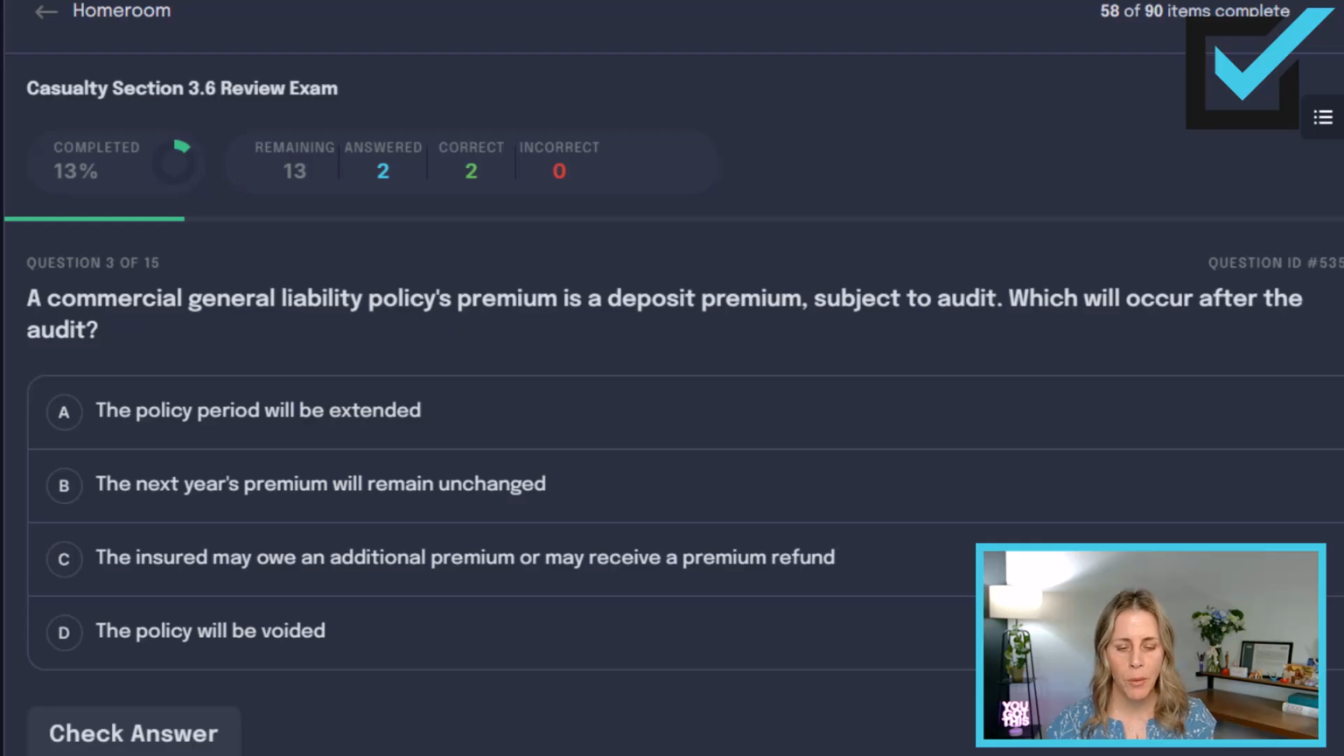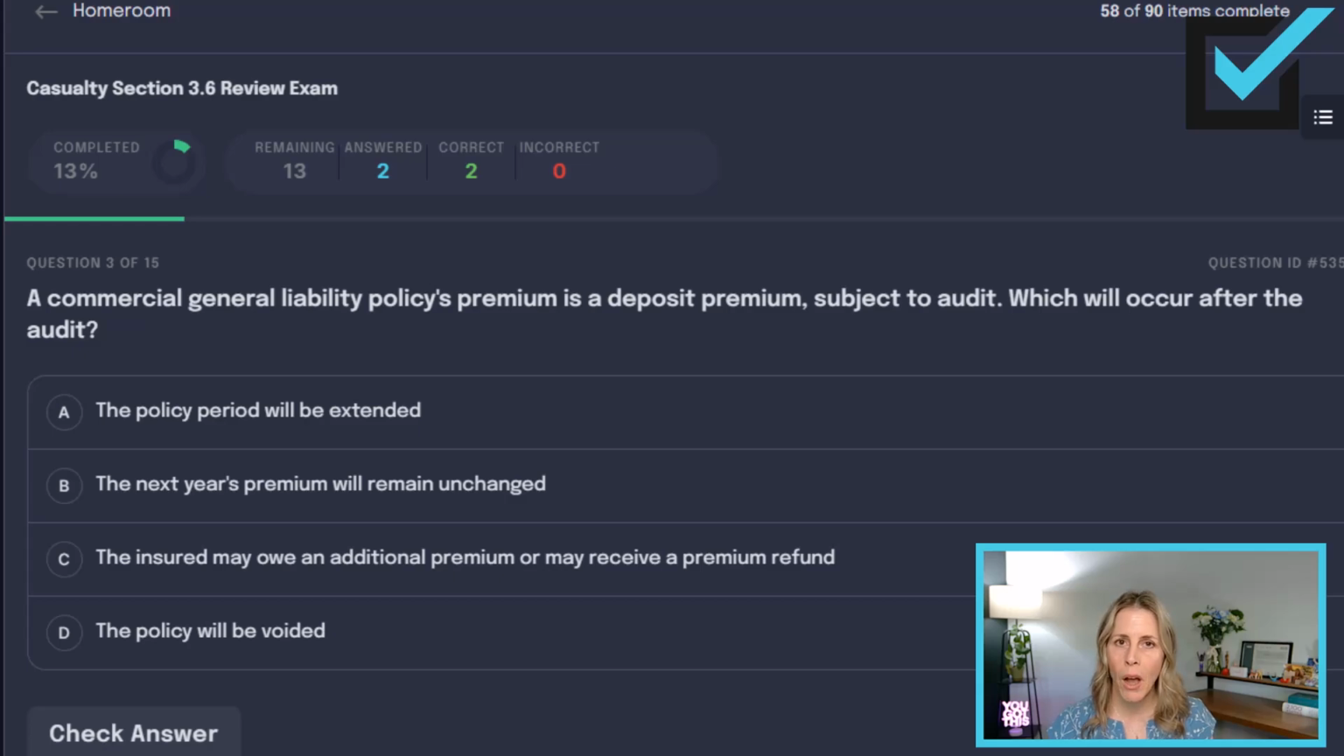A commercial general liability policy's premium is a deposit premium subject to audit. Which will occur after the audit? The policy period will be extended. The next year's premium will remain unchanged. The insured may owe an additional premium or may receive a premium refund. The policy will be voided.